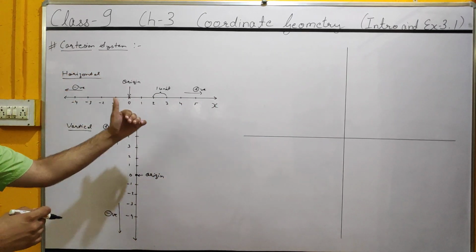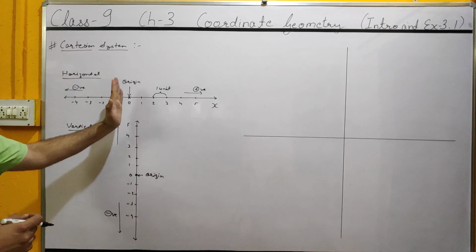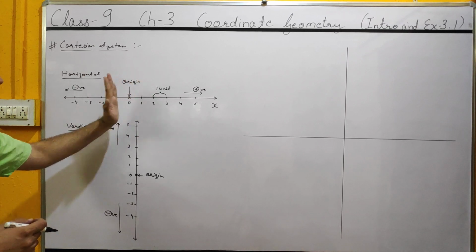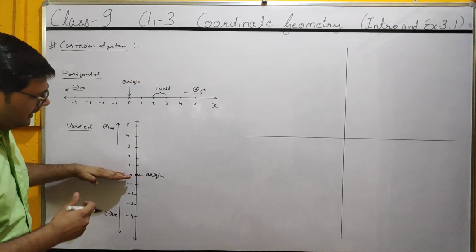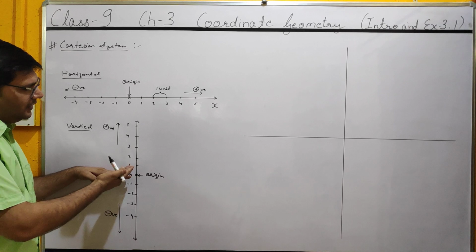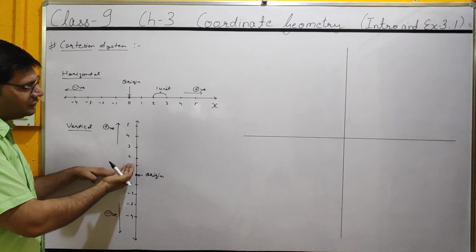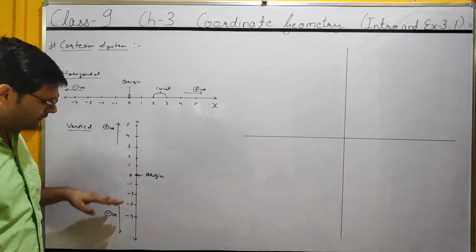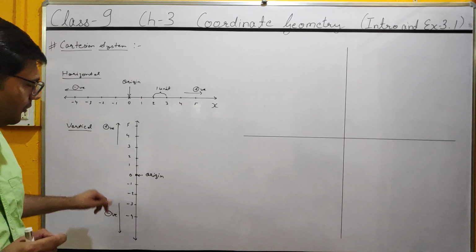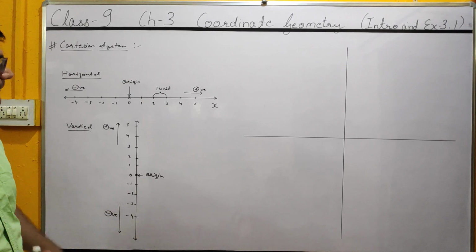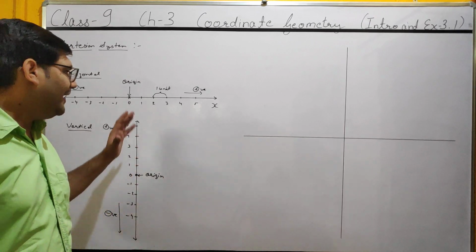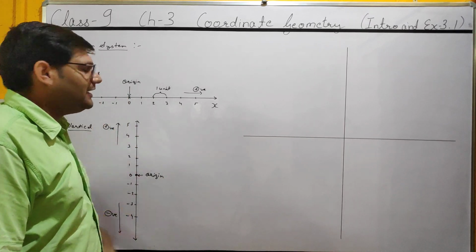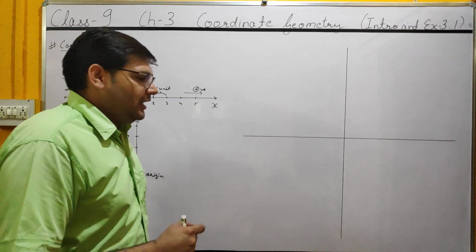Towards left side, they are going in negative, if we talk about right and left of 0. Here, if we talk about the upwards, the numbers going upwards are positive, and those going downwards are negative of 0. Okay. Now, why are we studying these horizontal and vertical lines?